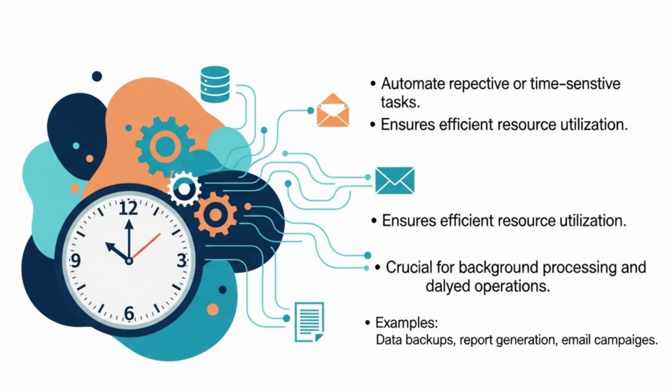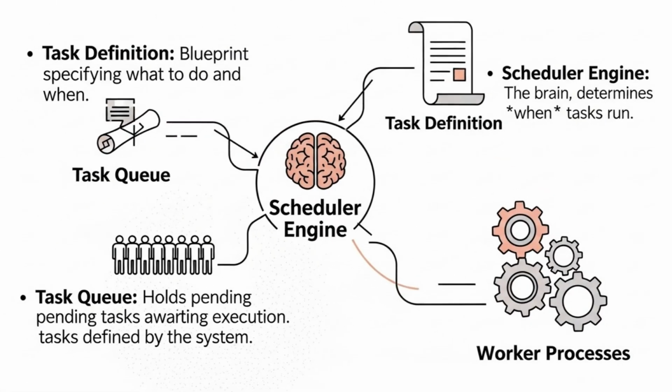Good examples of where you'll find these systems include automating data backups, generating complex reports at the end of the month, or dispatching large-scale email campaigns precisely on schedule. Understanding how these systems work is fundamental for building robust, scalable applications. Next, let's break down the individual components that make these systems tick.